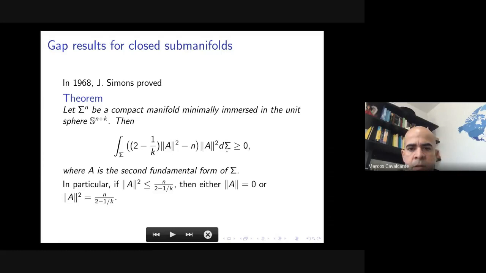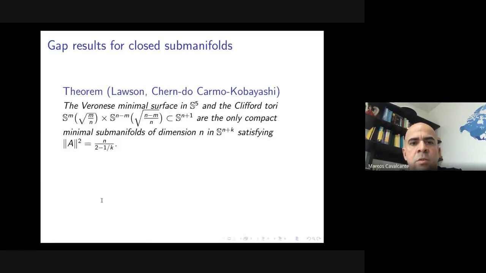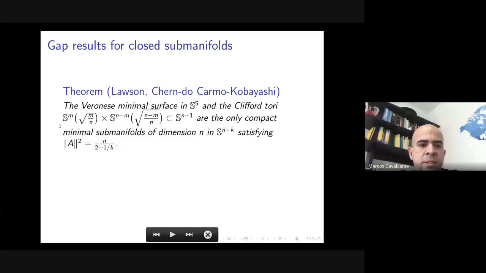this function, the integrand here, is non-positive, so we have only two cases. Either this norm equals zero, or this norm equals n over 2 minus 1 over k, the other constant. Okay? Well, just after, Lawson and Chern–do Carmo–Kobayashi classified all submanifolds satisfying the second equality.